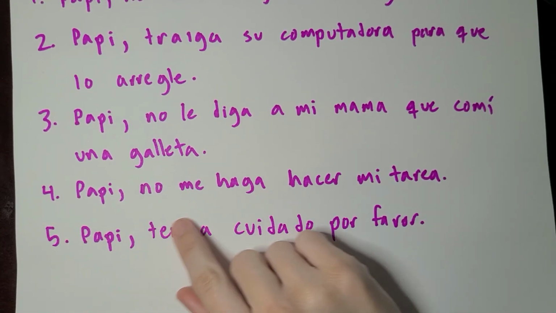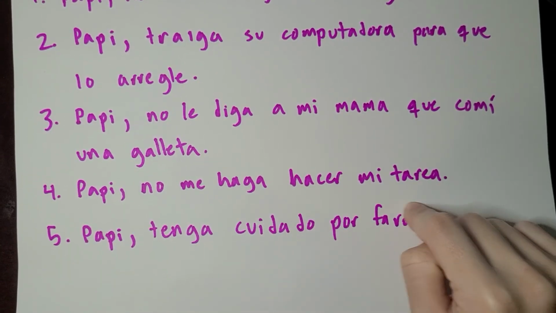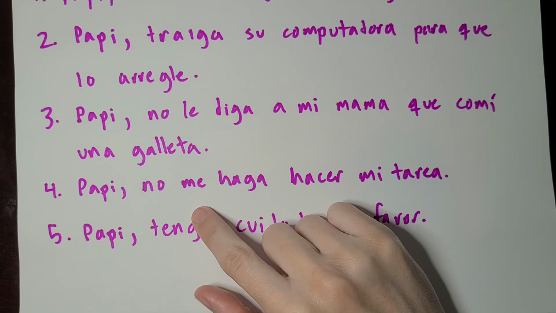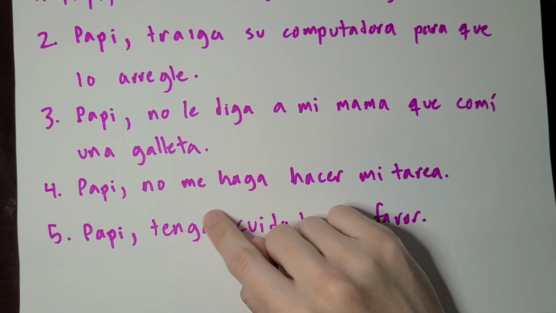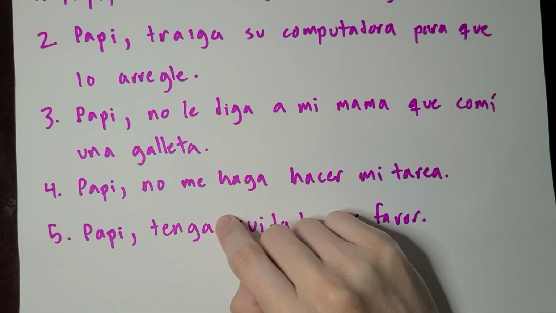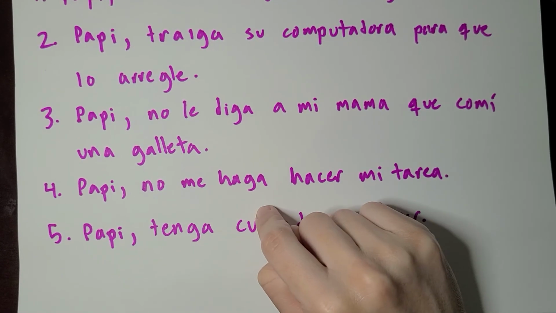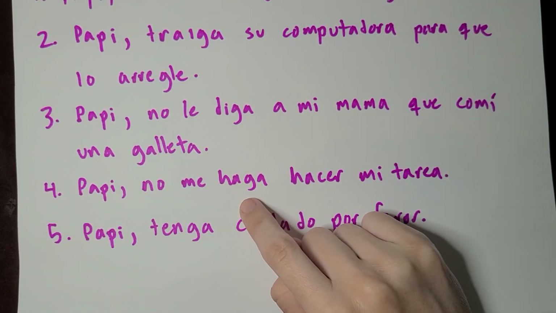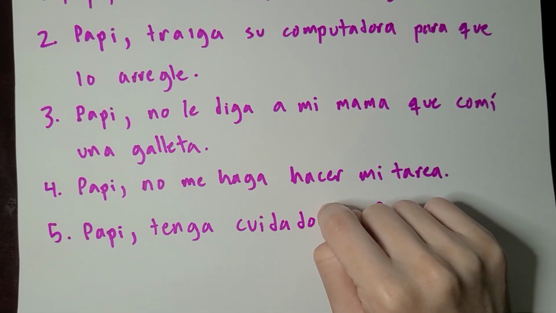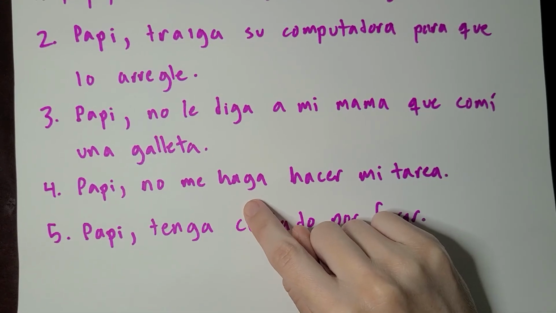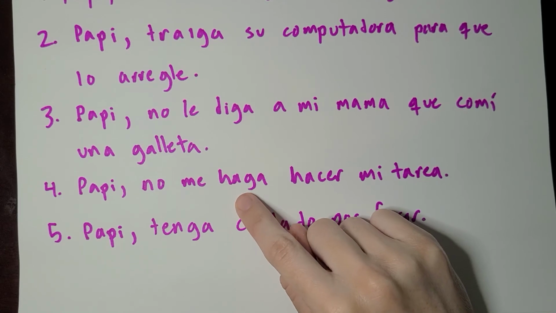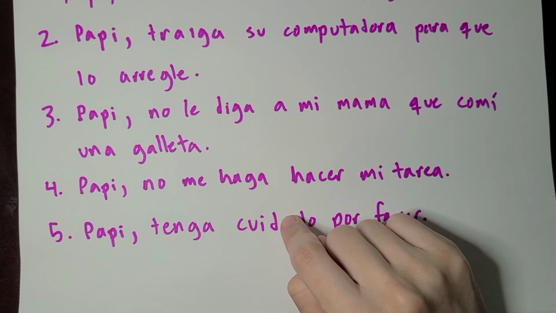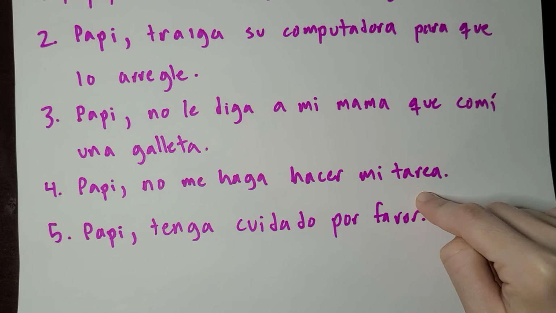4. Papi, no me haga hacer mi tarea. Haga comes from hacer, means to make, so no me haga. Me is saying who you're going to do the hacer to, so who you're going to make do something. So, no me haga, don't make me. Dad, don't make me hacer mi tarea, do my homework. So this is an interesting sentence because you basically have hacer twice, right? You have hacer in the subjunctive form, which becomes haga, and then you just have hacer in the infinitive form to say to do homework. So, papi, no me haga, don't make me hacer mi tarea, do my homework.